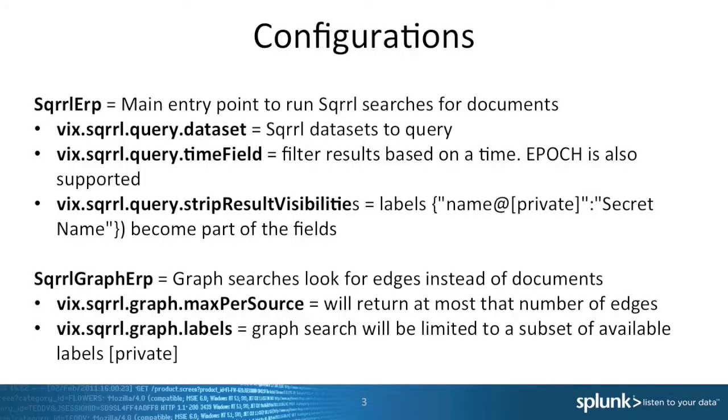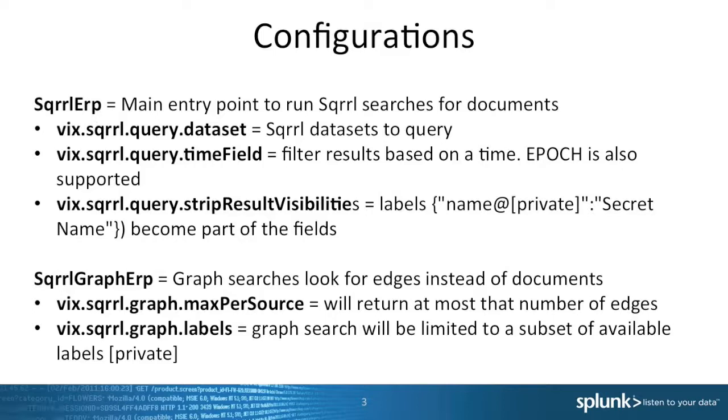Looking at the different configuration options that we have, we can see two main options for provider. The first one's called the Sqrrl ELP, which is the main entry point to run most of Sqrrl searches for documents. The other one is a Sqrrl Graph ELP that enabled us to search for graphs instead of documents, so we can look at edges.